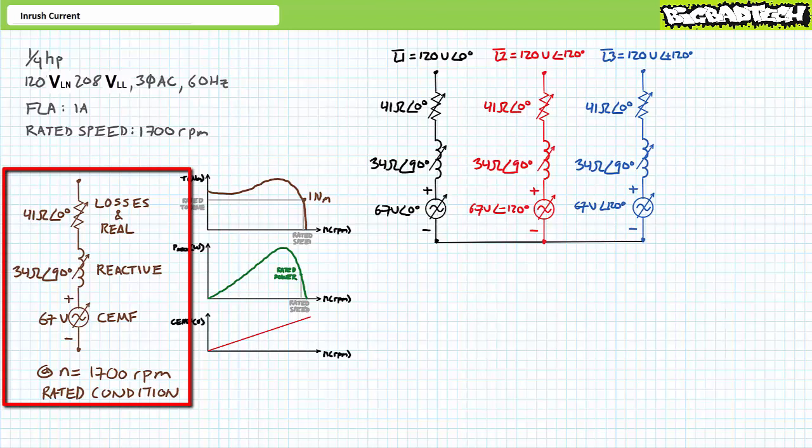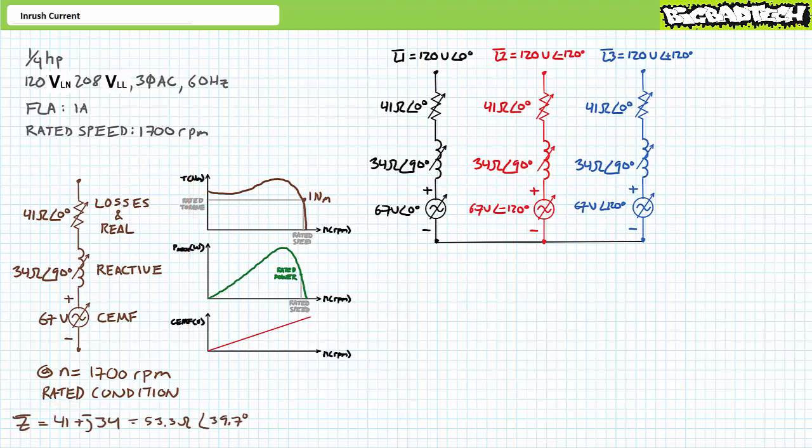Let's say the winding at the rated condition can be modeled as a variable resistive component of 41 ohms, a reactive component of 34 ohms, and at the reduced rated speed of 1,700 RPM, the winding produces only 67 volts of counter-electromotive force in opposition to applied voltage. The total impedance produced by each winding is a series combination of these elements, with a value of roughly 53.3 ohms at an angle of 39.7 degrees. With 120 volts pushing in one direction and 67 volts in another, each winding would experience a 53 volt differential.